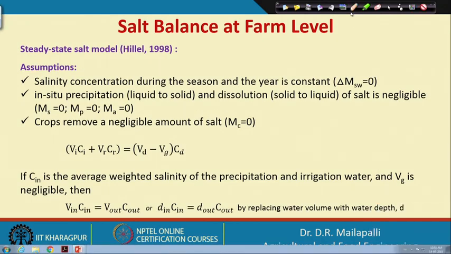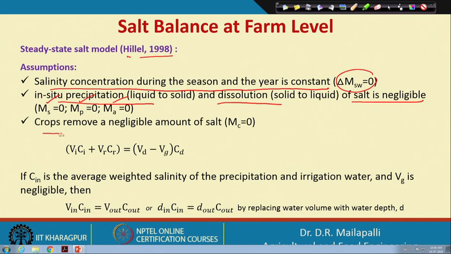So, for the steady state, Hillel 1998 assumed that the salinity concentration during the season and the year is constant. That means there is no change, and in situ precipitation from liquid to solid and dissolution from solid to liquid of salt is negligible. That means Ms, Mp, Ma are all 0, and crops remove a negligible amount of salt, that is Mc is equal to 0.